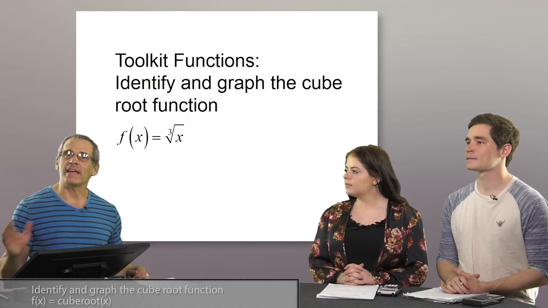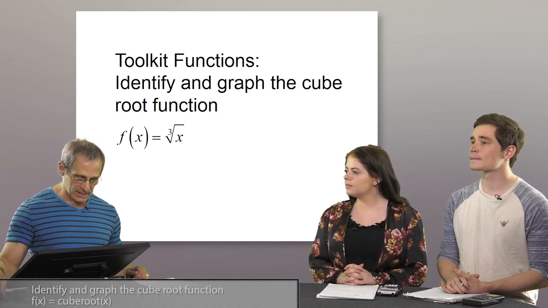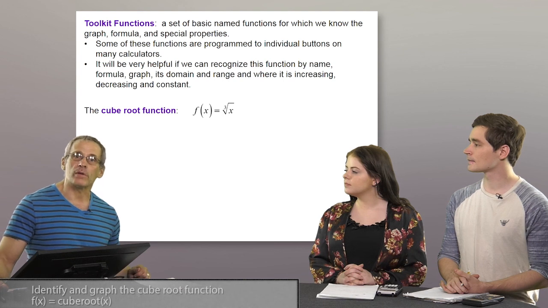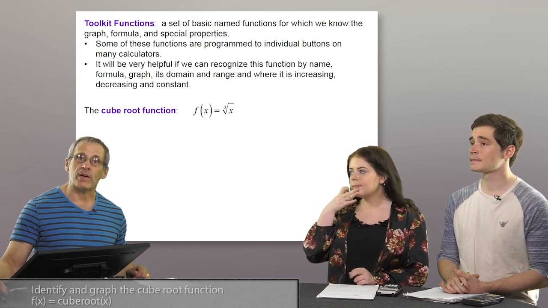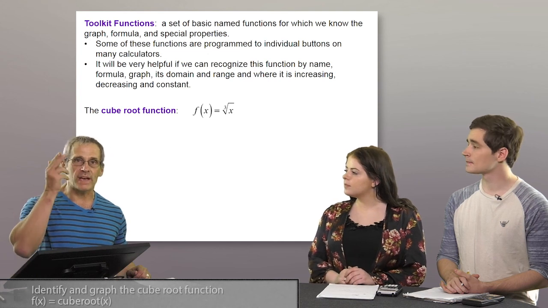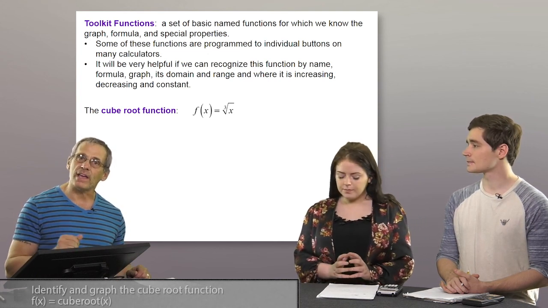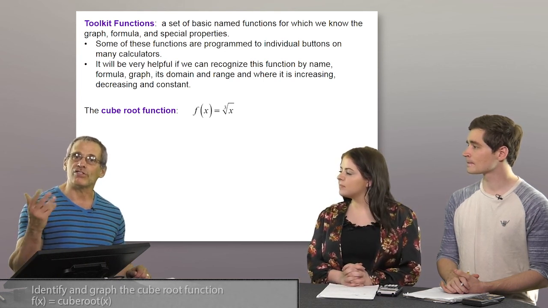Toolkit functions: identify and graph the cube root function, f of x equals the cube root of x. F of x equals the cube root of x is one of our toolkit functions. We need to know its formula, its graph, and its special properties. We need to be able to recognize what the graph looks like, read off the domain and range, and know what intervals are increasing, decreasing, or constant.